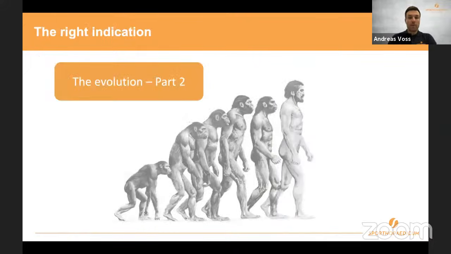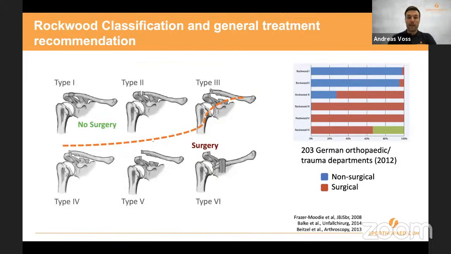So the evolution part 2 would be the right indication. Which patient do we treat conservatively and which one do we treat operatively? And we know all these classifications from Rockwood type 1 to type 6. Basically, everyone agrees that type 1 and type 2 will be handled conservatively with no surgery, and basically type 4 to type 6 will be handled with surgery.